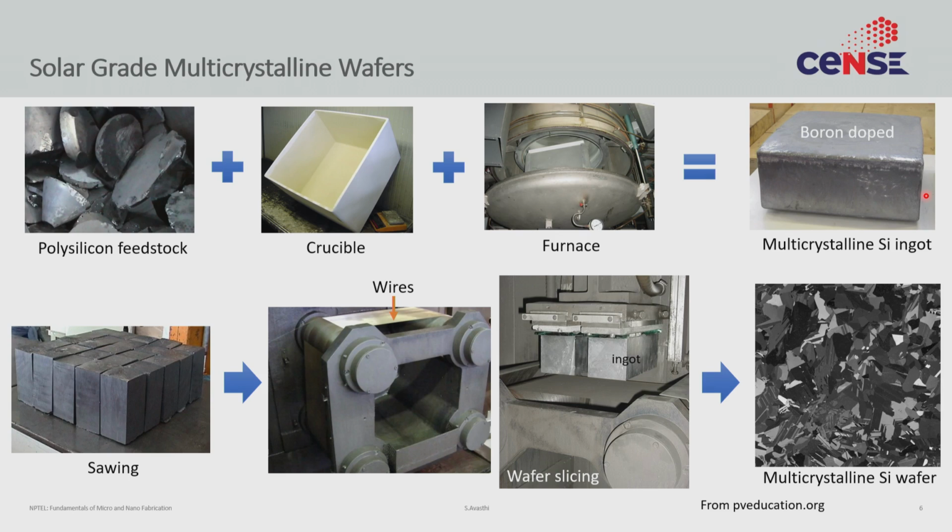You sort this ingot into individual ingots of a certain size. The most popular size for silicon solar cells is the 6-inch wafer, around 156 mm. So this huge ingot is cut into these cuboids where the cross section is 156 mm. Now each of these needs to be sliced into wafers, and the way we do that is through wire sawing.